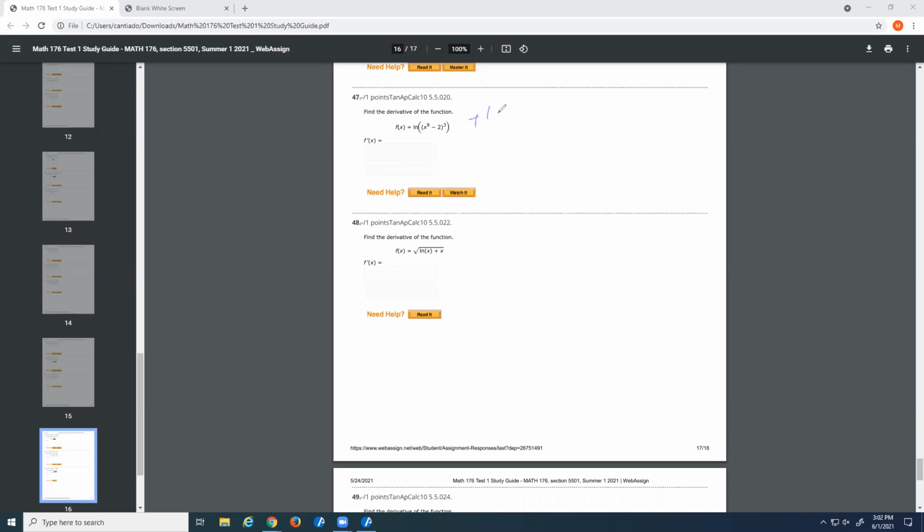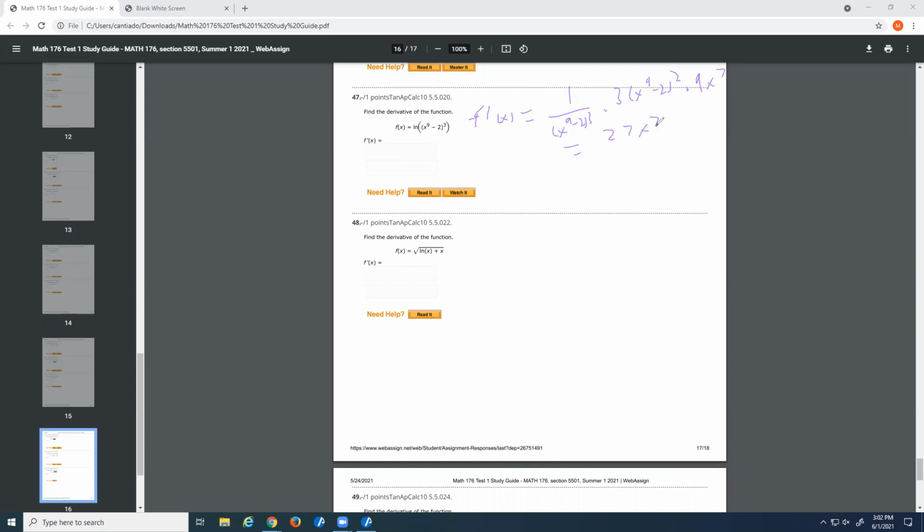So for f prime of x, we're going to keep the input the same for our derivative. So it'll be 1 over (x to the 9th minus 2) all cubed, multiplied by the derivative of this. So for this, we're going to do the chain rule again. So we'll have 3 times (x to the 9th minus 2) all squared, and then multiplied by the derivative of the inside of that function, which is going to be 9x to the 7th. Like this.